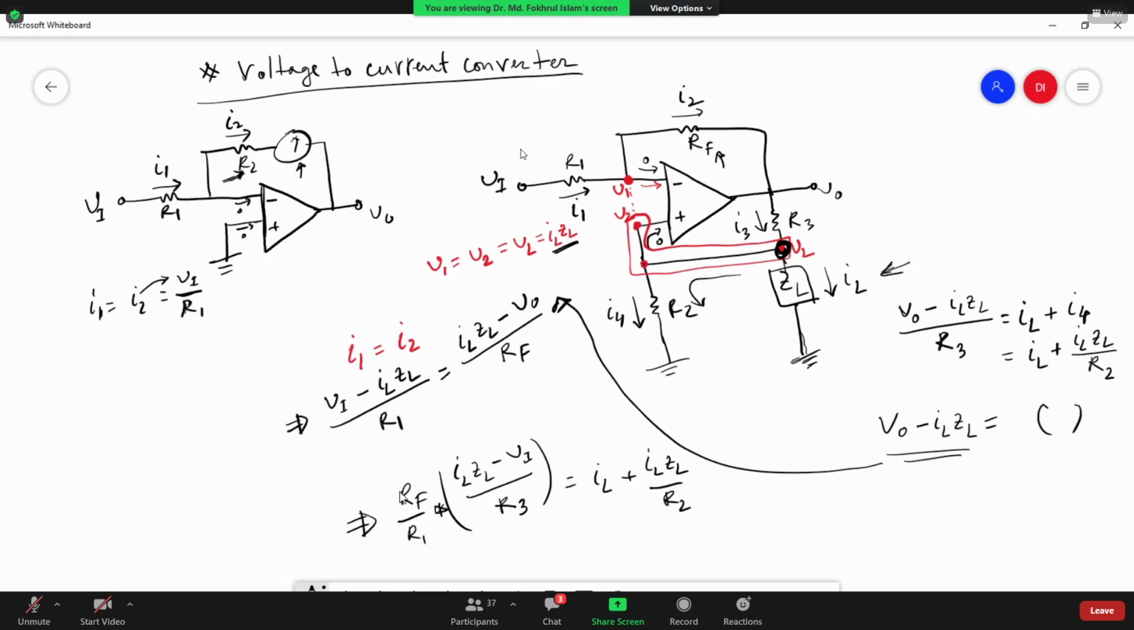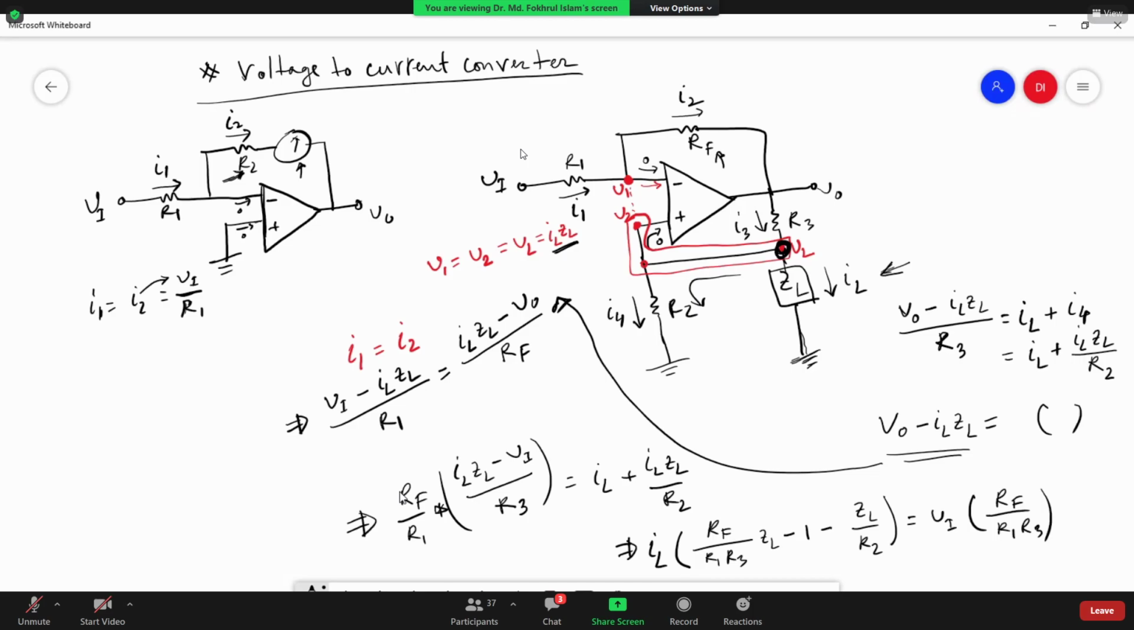Then if you combine IL, you can simplify this equation into IL with RF ZL divided by R1 R3 minus 1 minus ZL by R2 equals VI into RF by R1 R3.